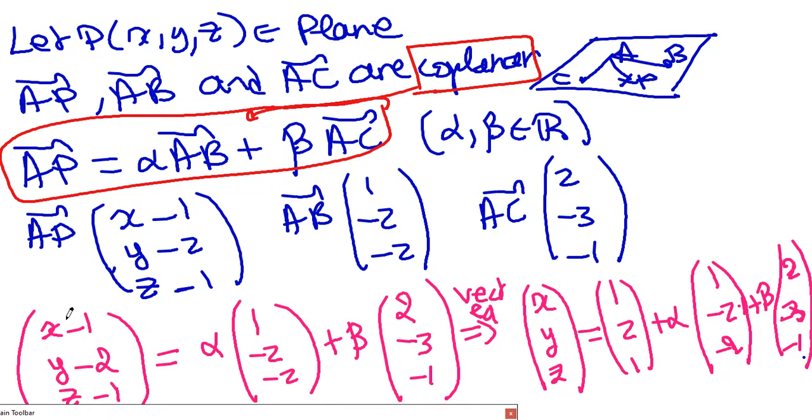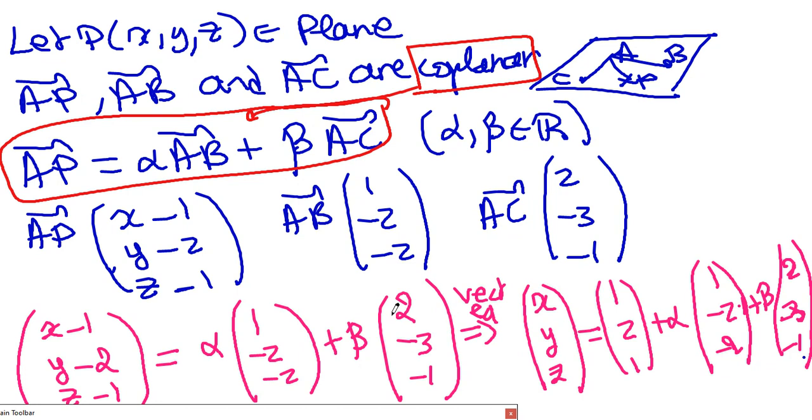AP, it means (x minus 1, y minus 2, z minus 1) is equal to alpha AB, it means alpha times (1, -2, -2), plus beta (2, -3, -1). And then to find the vector equation, I just need to write it in the form of (x, y, z). So the minus 1 is going to be on the other side, plus 1, plus 2, and plus 1. And then this equation will be the vector equation of the plane ABC. So (x, y, z) is equal to (1, 2, 1) plus alpha (1, -2, -2) plus beta (2, -3, -1).